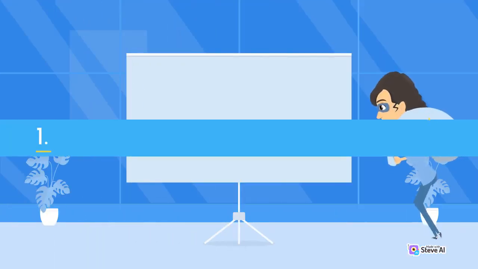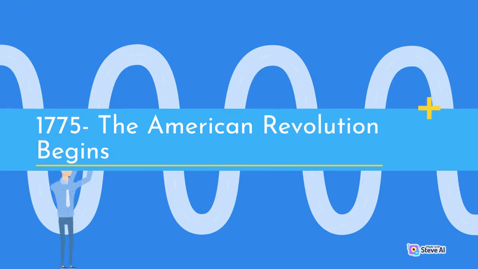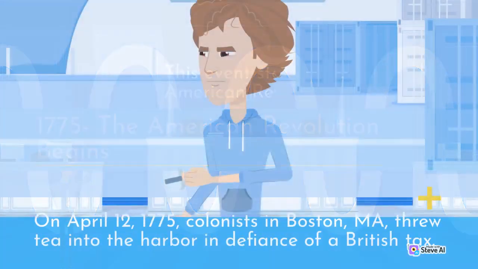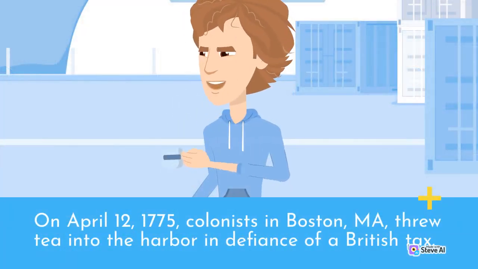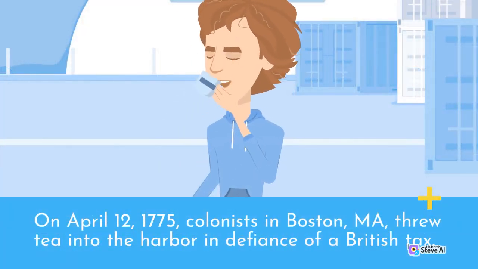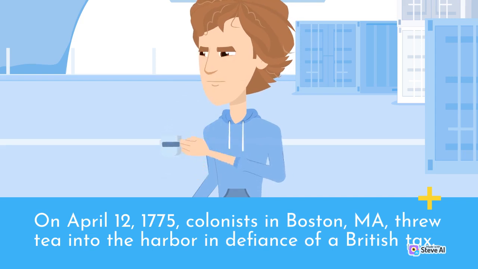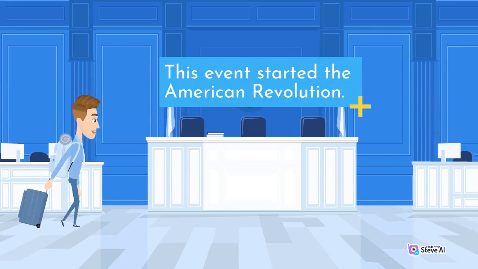1. 1775 The American Revolution begins. On April 12, 1775, colonists in Boston, Ma, threw tea into the harbor in defiance of a British tax. This event started the American Revolution.